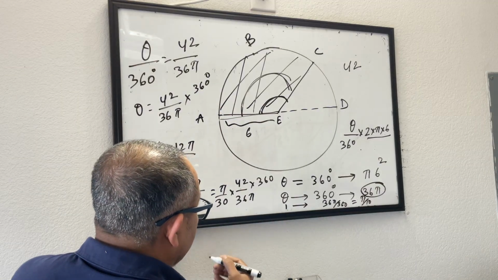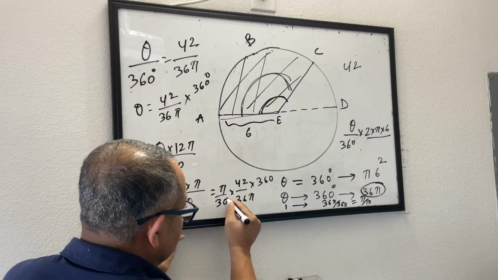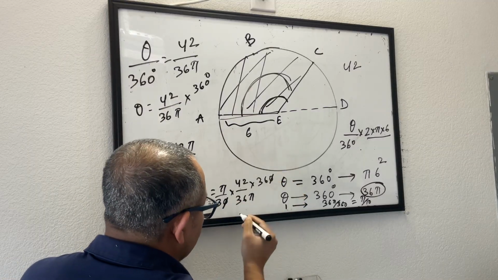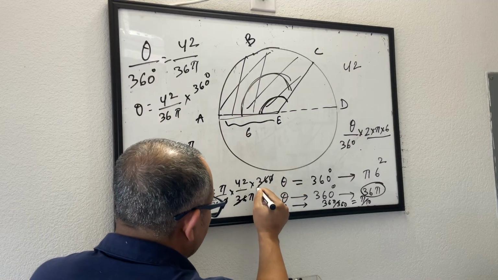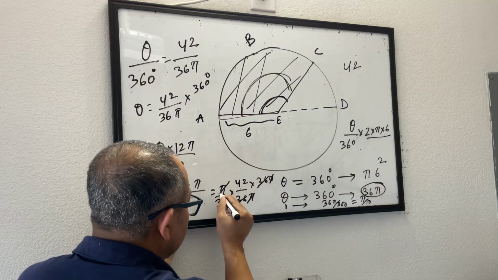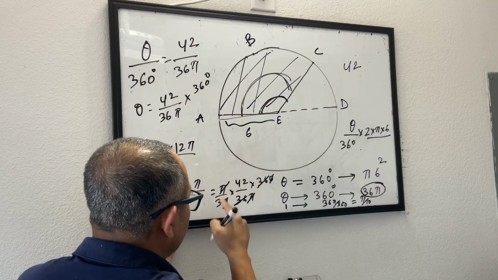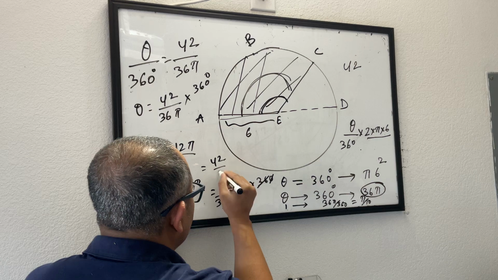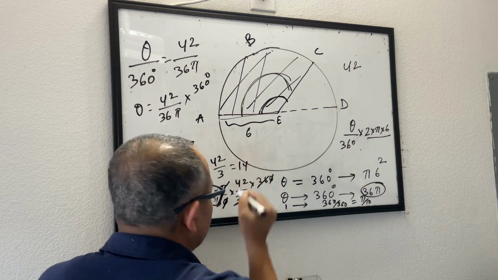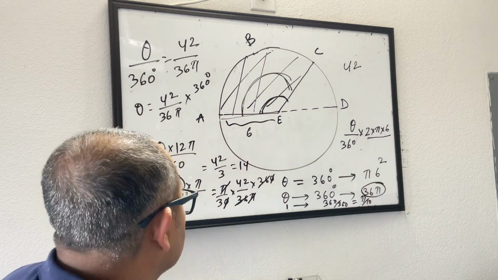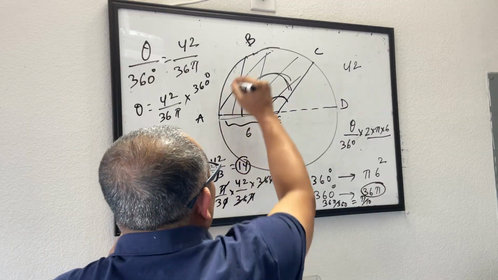So now let's take care of the things. This 0 and this 0 I can knock off. This 36 and this 36 I can knock off. This pi and this pi cancel out. I have 42 over 3. 42 over 3, that is 14, since 14 times 3 is 42. So this 14 is nothing but the arc length.